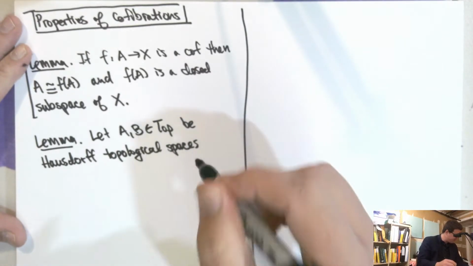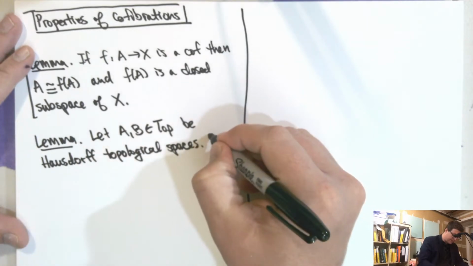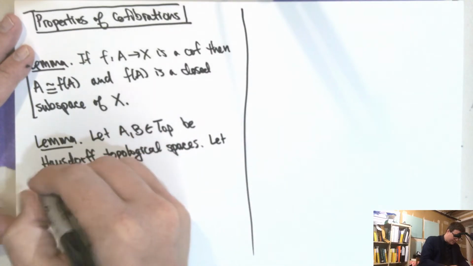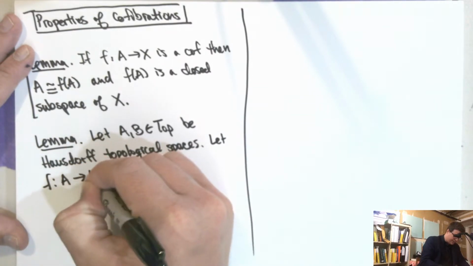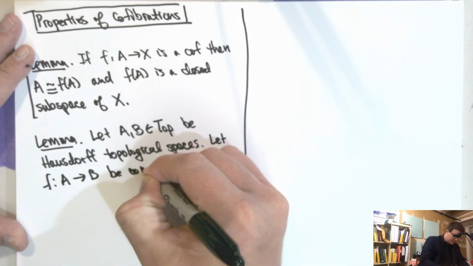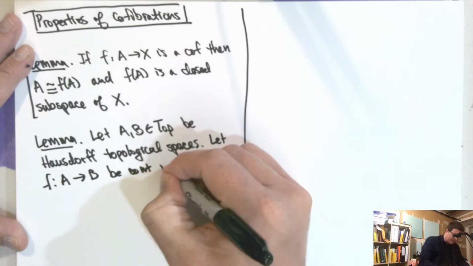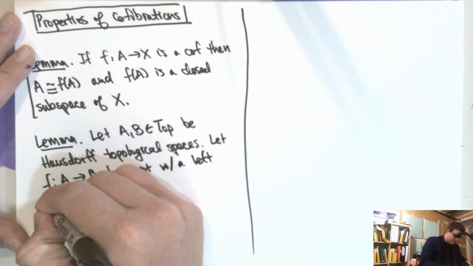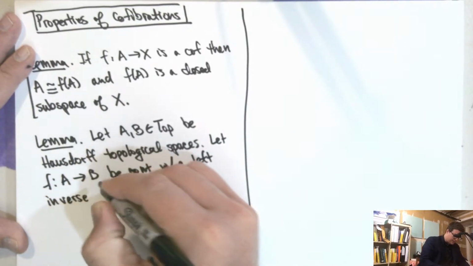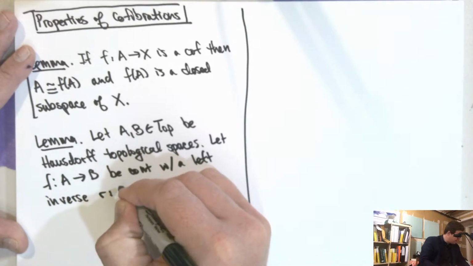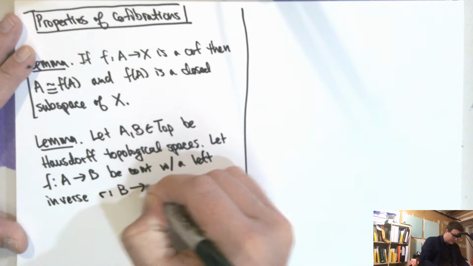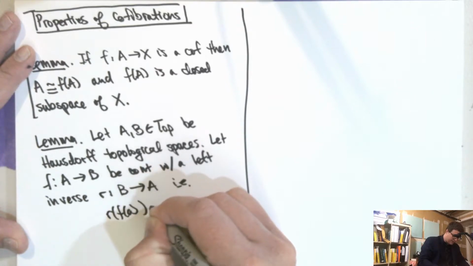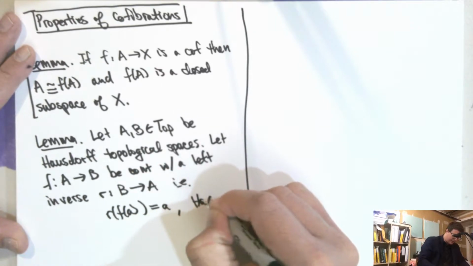So let these be Hausdorff topological spaces. Let f from A to B be continuous, with a retraction, with a left inverse, R from B to A, i.e., we have that R of f of a is equal to a, for all a in A.